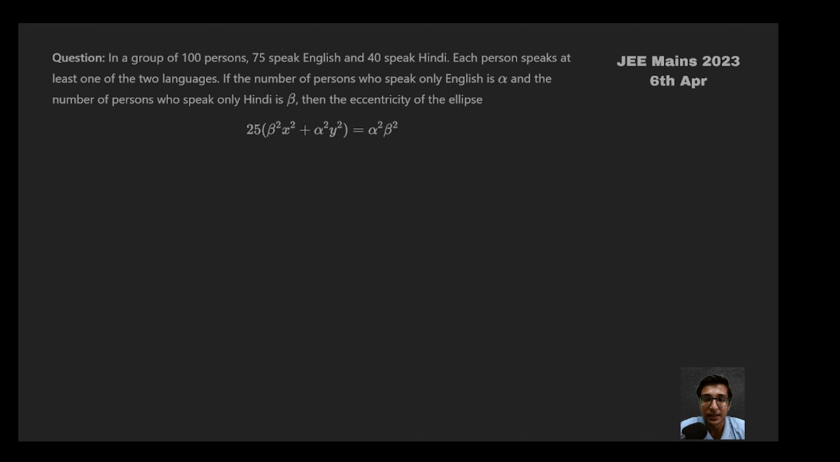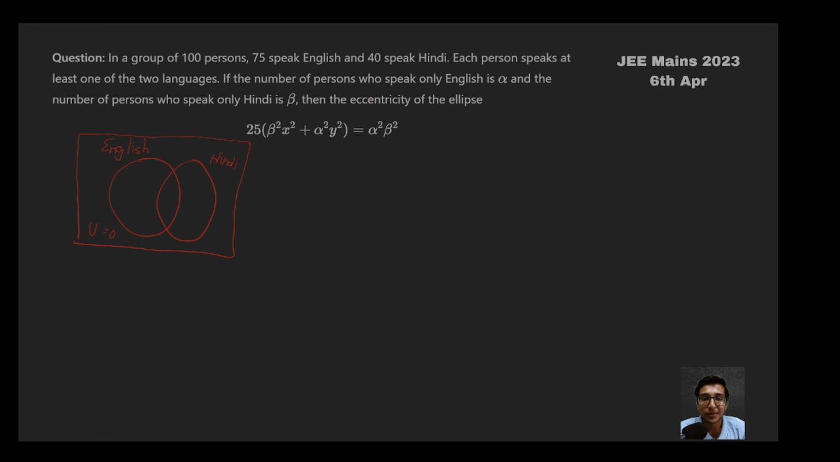Whenever there is a question related to sets, again it is recommended for you to draw Venn diagrams. So same thing we will be doing here. Let's draw a Venn diagram. This is our English. This one is our Hindi. And this is our universal. There are in total 100 persons, and they have mentioned that each person speaks at least one of two languages. That means in our universal, there is nothing outside here.